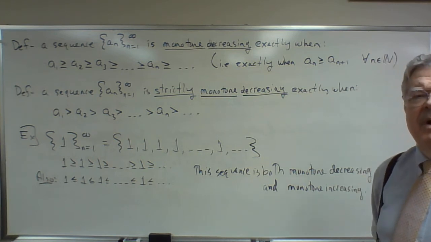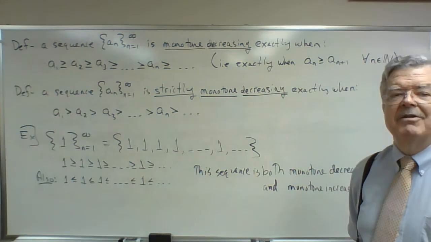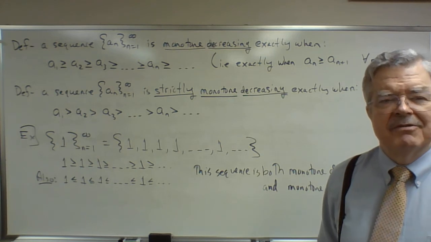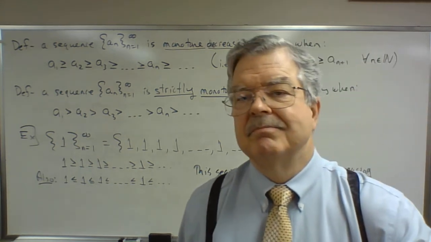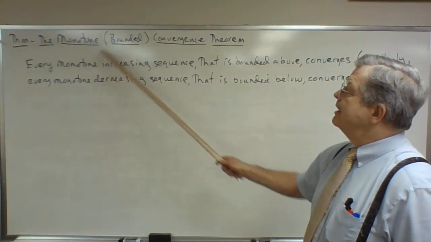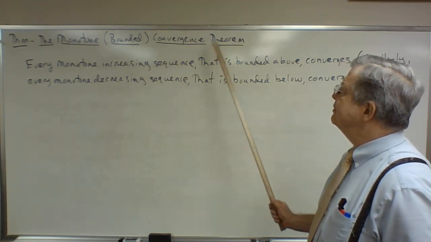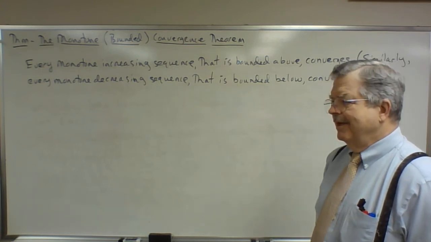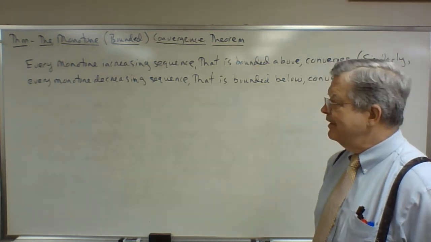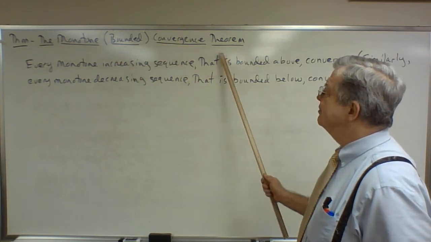Now, there's a reason why I wanted to define increasing, decreasing, strictly monotone decreasing, and so forth. We need that definition for our next theorem. Here's our theorem. It's called the monotone convergence theorem. It's also called the bounded convergence theorem in order to avoid any ambiguity with a theorem by the same name in measure theory.